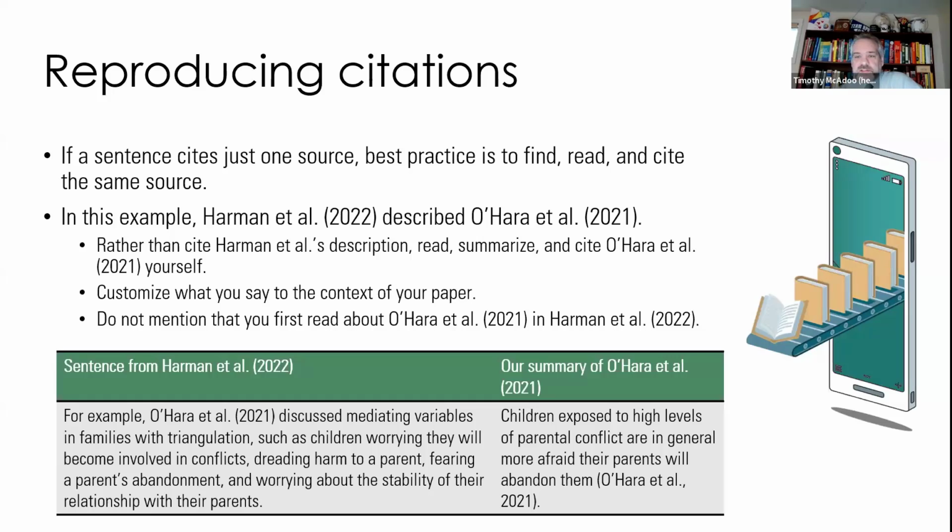So in this example, Harmon et al. 2022 described O'Hara et al.'s 2021 research. And if it's relevant to your work, you'd read O'Hara et al.'s 2021 paper, and then you could just cite that paper. And you don't need to mention that you got there by means of the Harmon et al. paper. It's all part of the research experience that you're going to be reading a lot more than maybe you actually end up citing as important in your work.